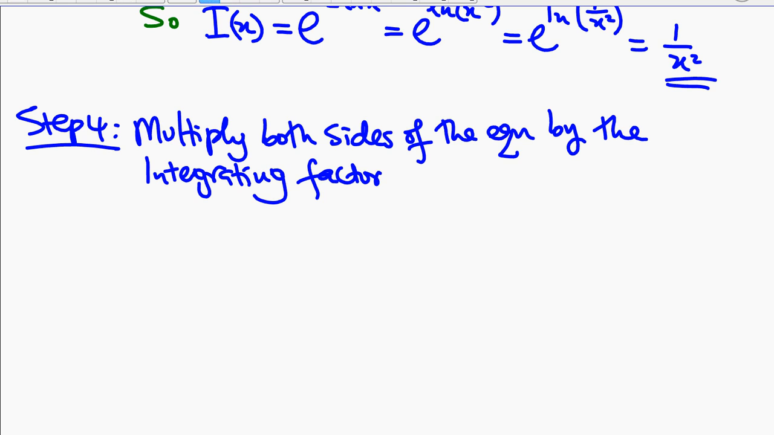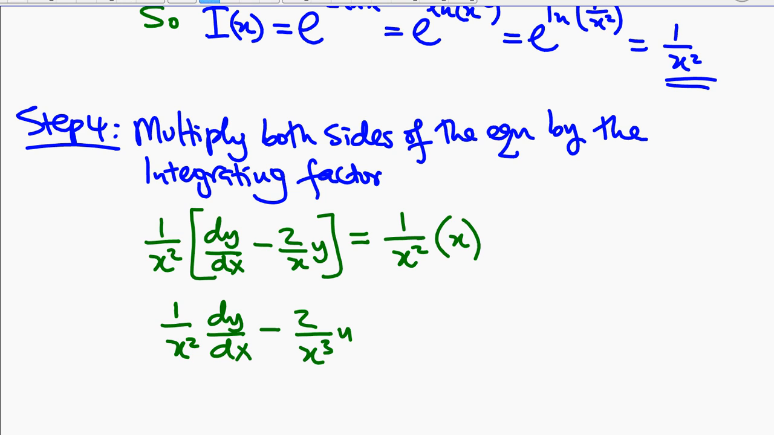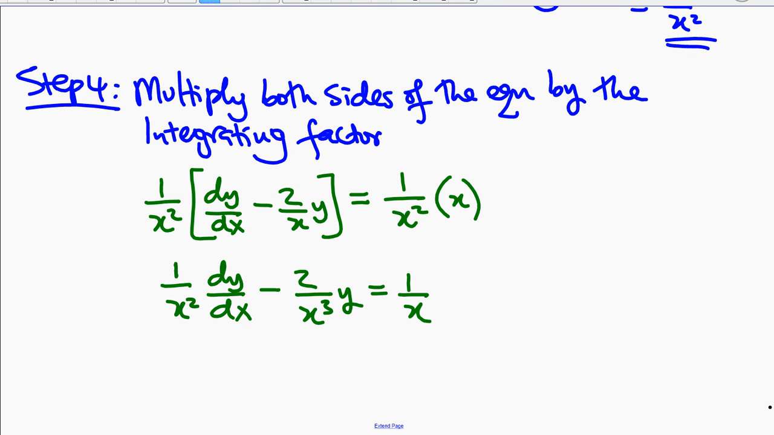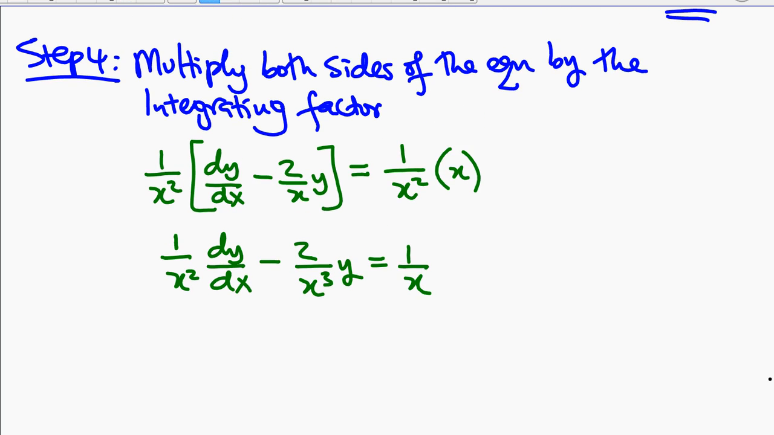So what I'm going to end up with is 1 over x squared multiplied by dy/dx minus 2 over x y, which will be equal to 1 over x squared multiplied by x. This simplifies to 1 over x squared dy/dx minus 2 over x cubed y, which will be equal to 1 over x.